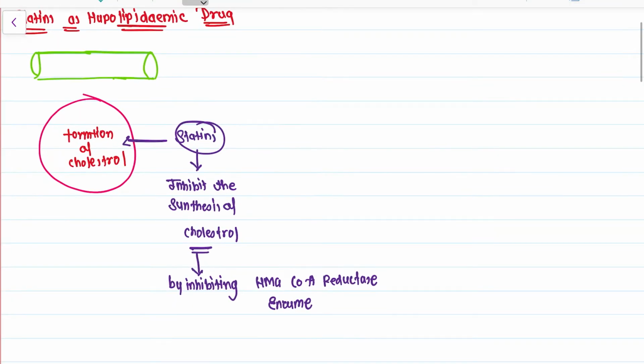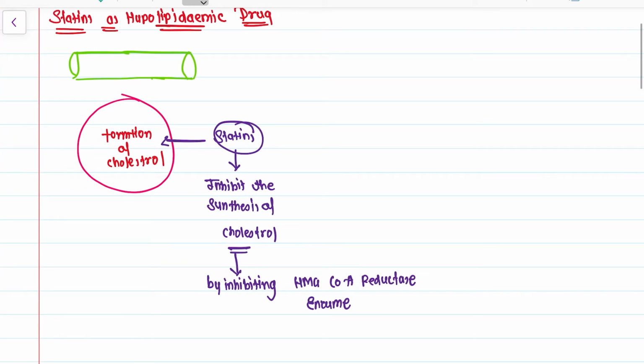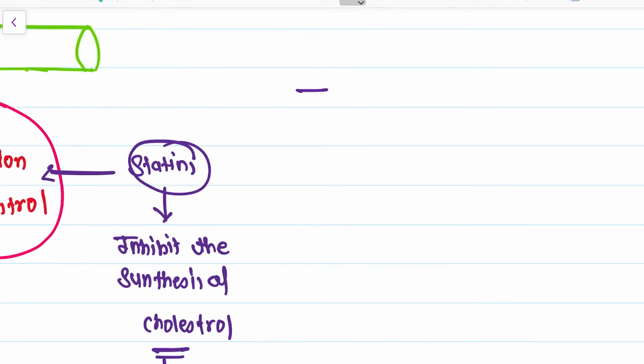So now today's topic is statins as hypolipidaemic drugs. Now suppose a cell needs cholesterol. Why does it need cholesterol? For the formation of lipid biomembrane. It is a precursor, and for catecholamines it is also required.